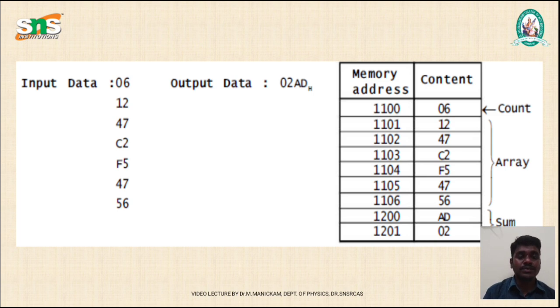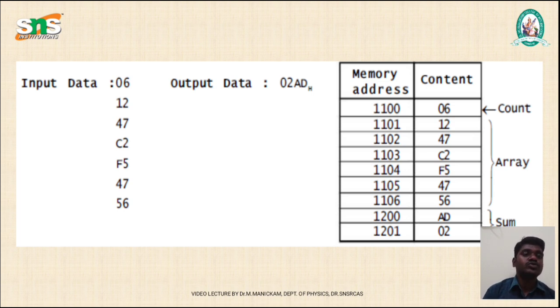Here is an example for the sum of an array. Here we are taking input values. After entering the program in the microprocessor 8086 kit and executing, we give the input separately. Here 06 is the counter, the count of how many values we are taking as input. So we are taking 6 values: 12, 47, C2, F5, 47, 56. These are the input values.